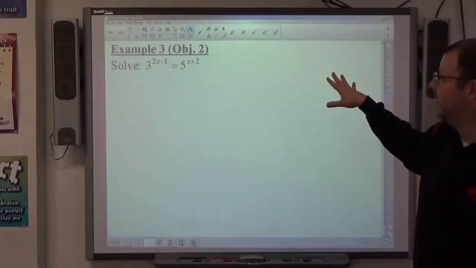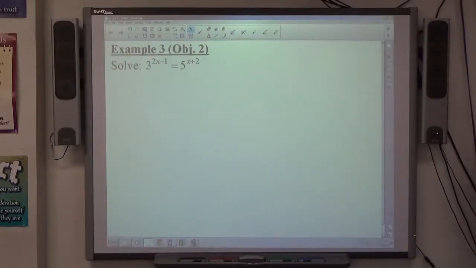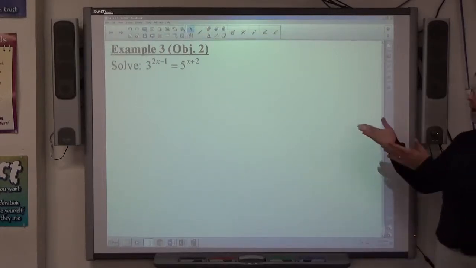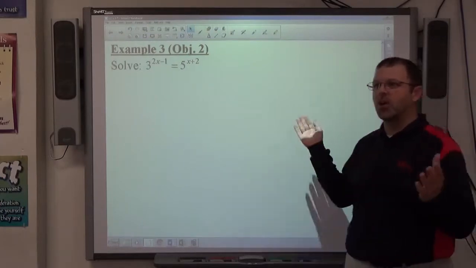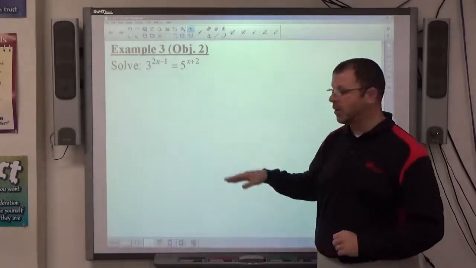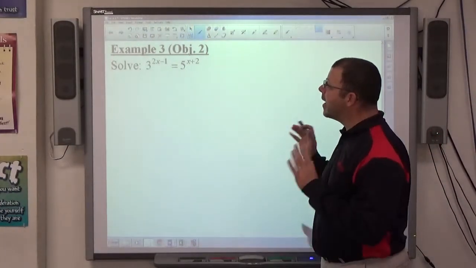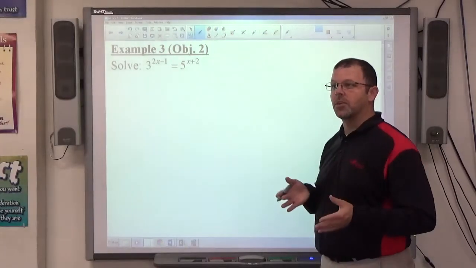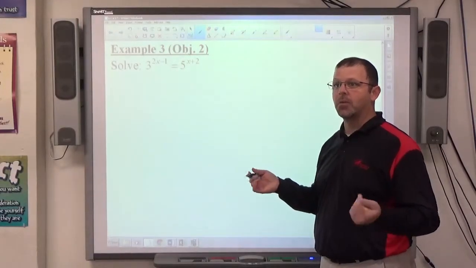All right, this one is probably as ugly as you're going to see in this section here. It's 3 to the 2x minus 1 equals 5 to the x plus 2. We start getting these binomial powers, or you can even have trinomial powers, whatever powers they throw at you. The main idea here again is where is x located, and the answer is in the power level. We don't want it up there.